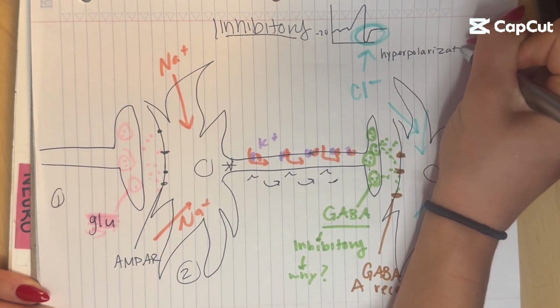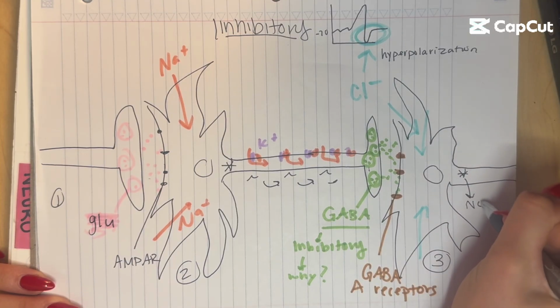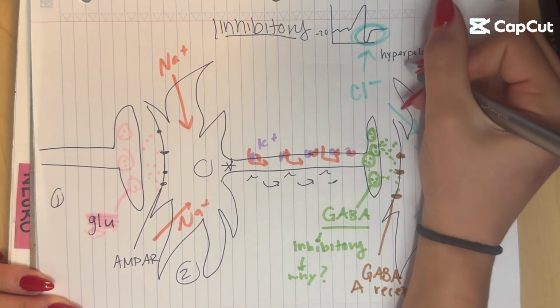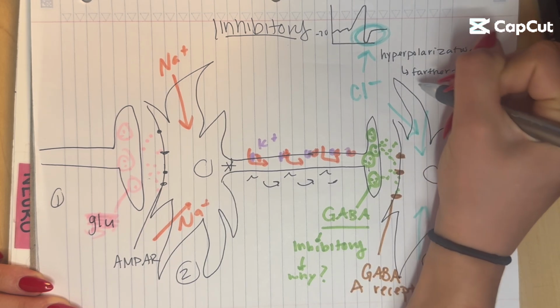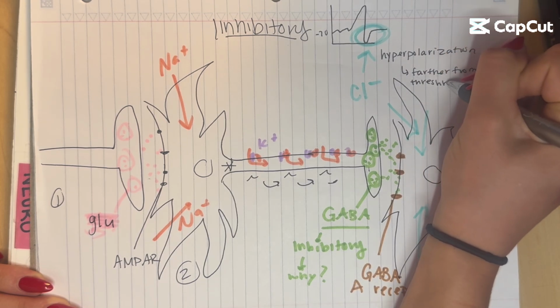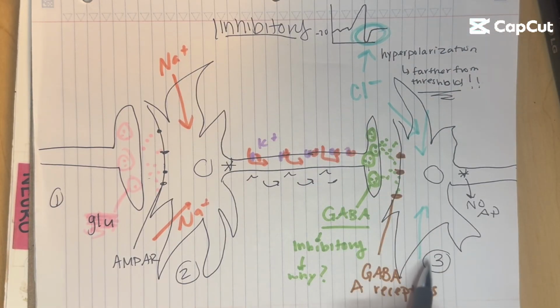So as you can see, this downward space on the graph is called hyperpolarization, which is driving the membrane potential farther away from threshold, which is making the action potential less likely, which is why it is called inhibitory, because it will effectively silence that third cell and no action potential will be fired.